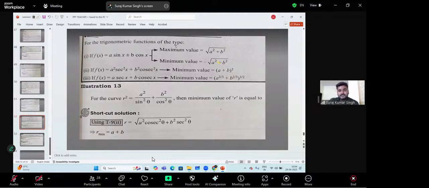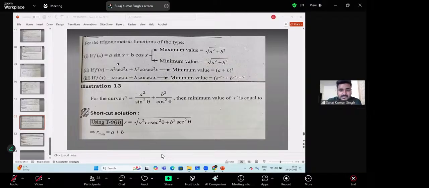Suppose for the trigonometric function, there are 4 types given. First type, a sin x plus b cos x. Second type, a sin x minus b cos x. I have merged these two. And suppose I want to get the maximum value and the minimum value. So what is the maximum value? You can see, okay, here the maximum value is written root over a square plus b square, and the minimum value is written here minus root over a square plus b square. Okay, so for any question, we can get the maximum value and the minimum value of the trigonometric expression.